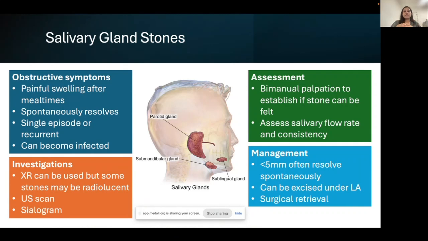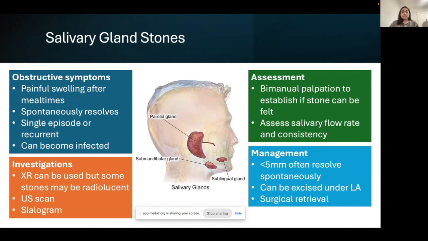They get painful swelling, especially after meal times, and it's something called mealtime syndrome. The reason for that is, as we know, when you eat or drink, your salivary glands are triggered to produce more saliva, so that pressure builds up and you can get swelling and pain. This spontaneously resolves because you don't produce as much saliva when you're at rest.